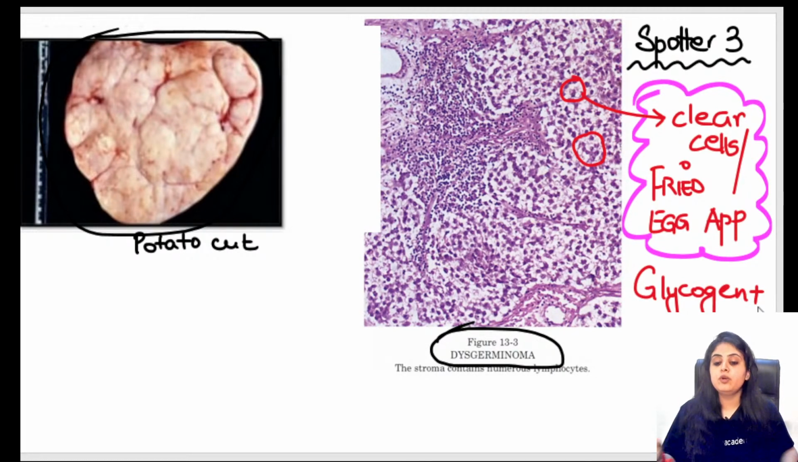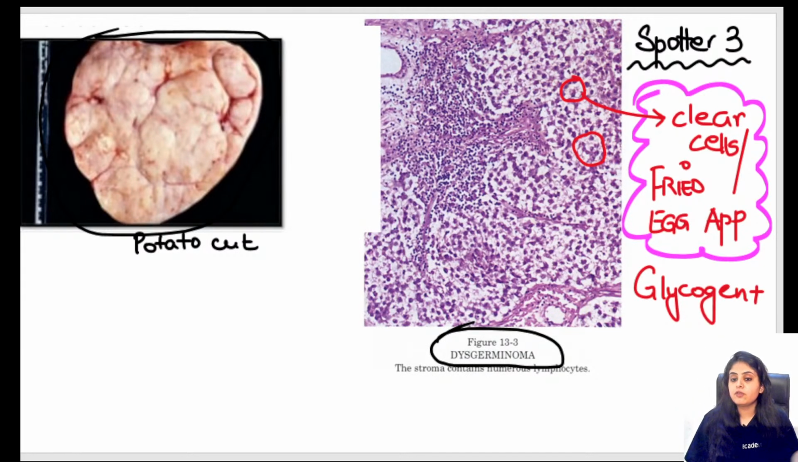So now that you've told me up till here, you will also tell me what is the special stain for glycogen that is going to help us. The special stain for glycogen is going to be PAS. I hope everyone remembers that glycogen is PAS positive.